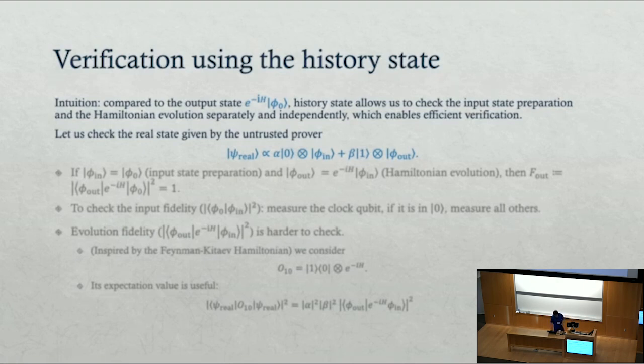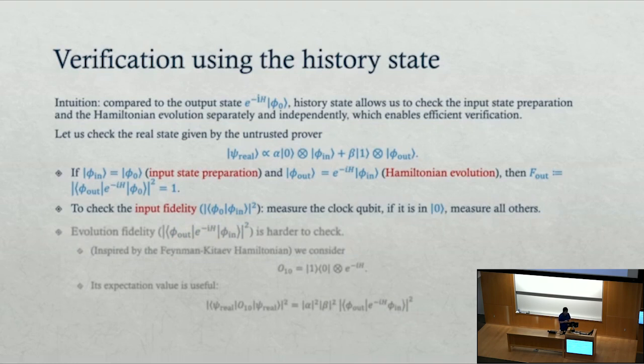So it turns out that if you can check the input state preparation fidelity, which is the overlap between the phi in state and the phi naught state, and if you can also check the Hamiltonian evolution fidelity, which is the overlap between the phi out state and e to the minus iH acting on the phi in state, then you can easily conclude that the output fidelity, which is the overlap between the real output state and the ideal output state, will be good. So this means using this history state, we just need to check these two fidelities independently.